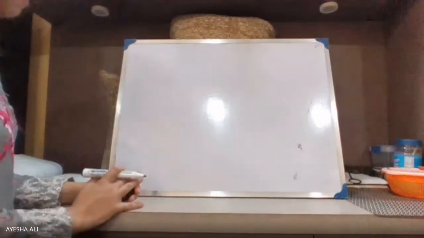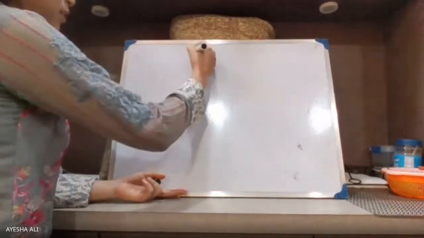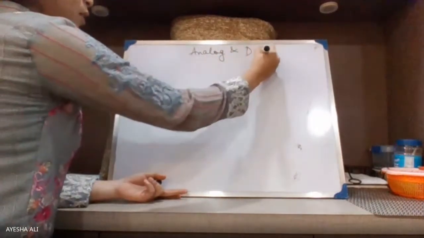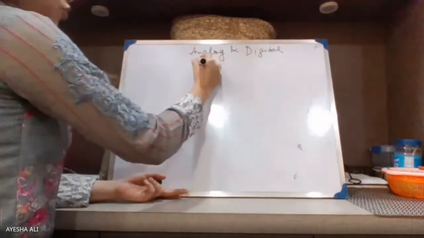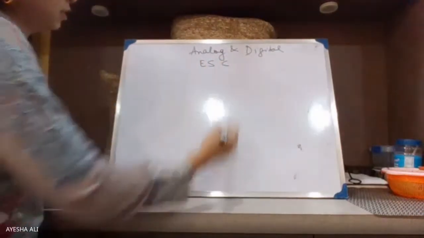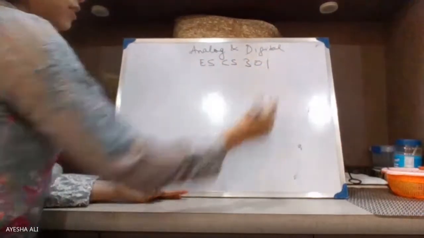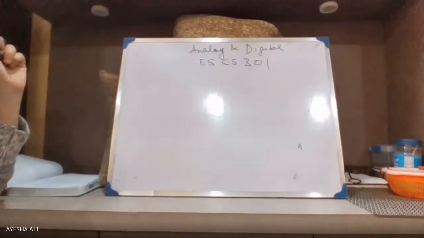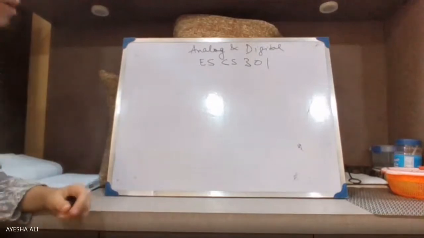Keep that for later. So this semester it is analog and digital electronics. The code is, what is the code? ESCS 301. Okay? Now I'll give a very brief overview about this.